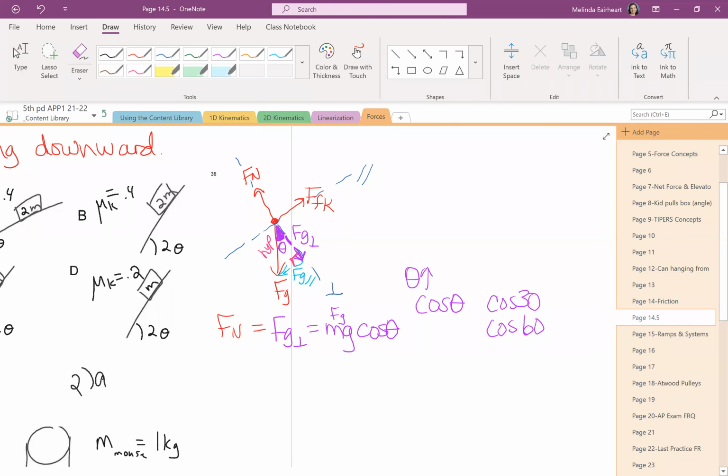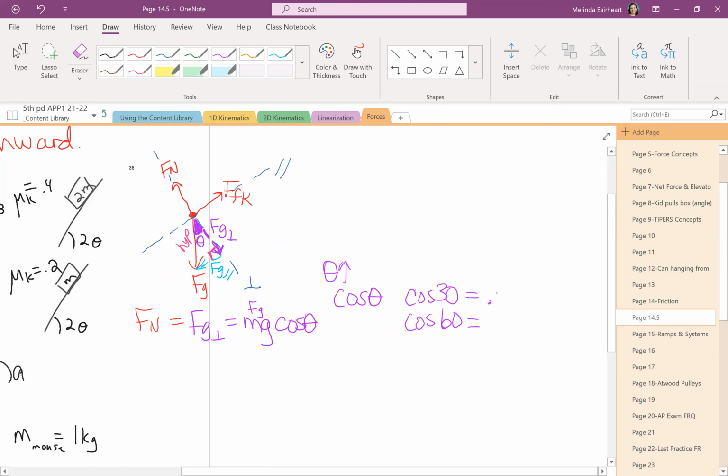Cosine 30 is what decimal? 0.86. And then cosine 60 is 0.5. And so as theta increases, cosine theta does what? Decreases. And so who's going to have the biggest normal force? It doesn't tell you, but for my rankings, I usually do greatest to least, okay? And so if we go with that mentality, who has the greatest normal force? Well, it's whoever has the greatest mass and the smallest angle, right?